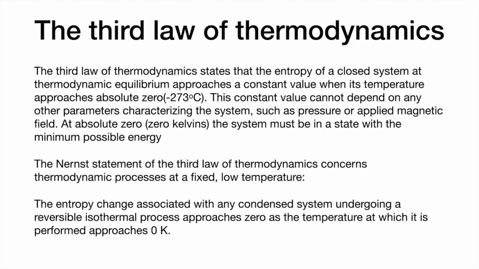Next is the third law of thermodynamics. It states that the entropy of a closed system at thermodynamic equilibrium approaches a constant value when its temperature approaches absolute zero. A closed system is one where there is energy transfer. Absolute zero is minus 273 degrees Celsius or 0 Kelvin. This constant value cannot depend on any other parameters characterizing the system, such as pressure or applied magnetic field.